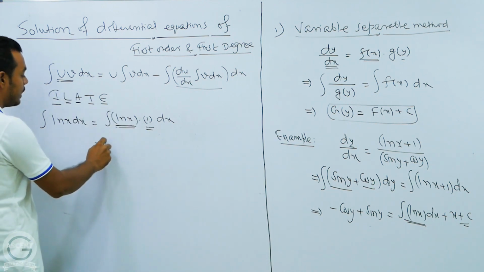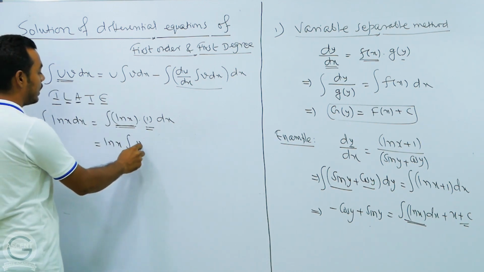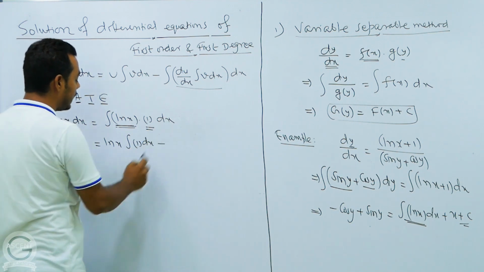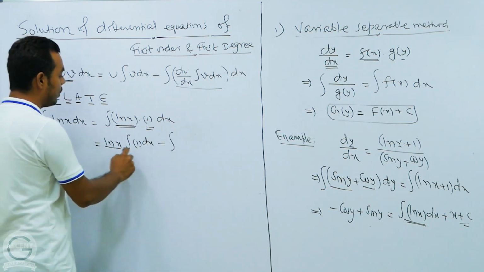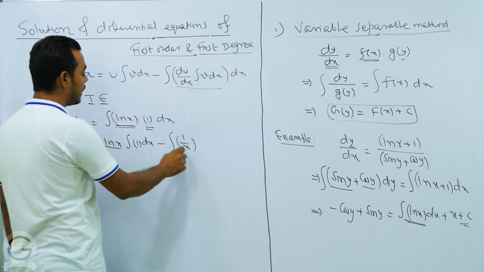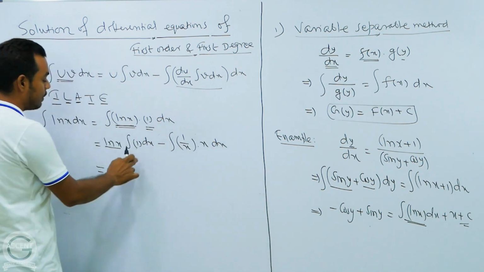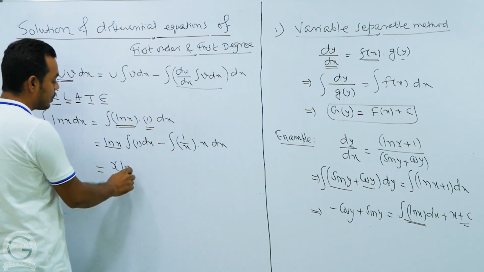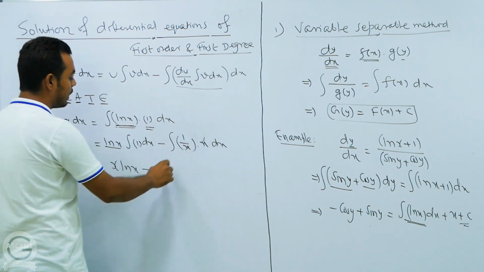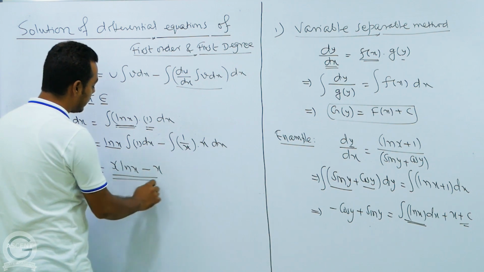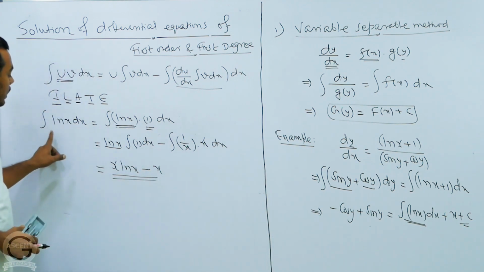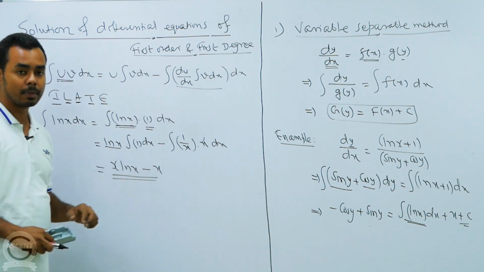So we can write this integral as log x times the integral of 1 dx minus the integral of the derivative of log x, which is 1 by x, times the integral of 1, which is x, dx. Now this will give us x log x minus x, because these two x terms cancel. So this will be the integration of log x. The integration of log x will be x log x minus x.